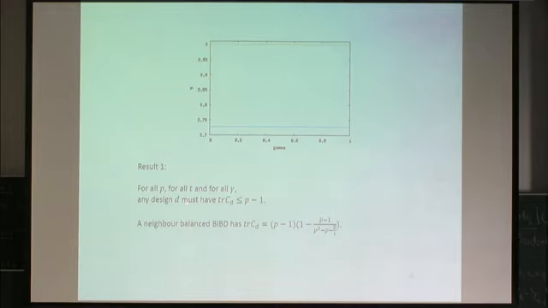So the first result we had is that any design must have the trace of the information matrix less than p minus 1. So that's an upper bound that we can prove for any design if you have p periods. And if you have a neighbor balanced BIBD, the best design you can get, if you have no beer repeated, then it will have the blue line here.